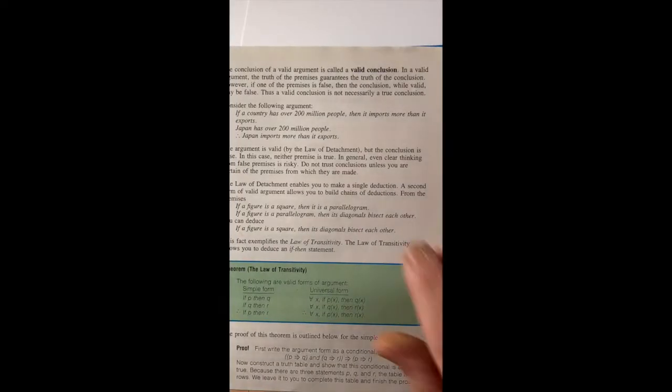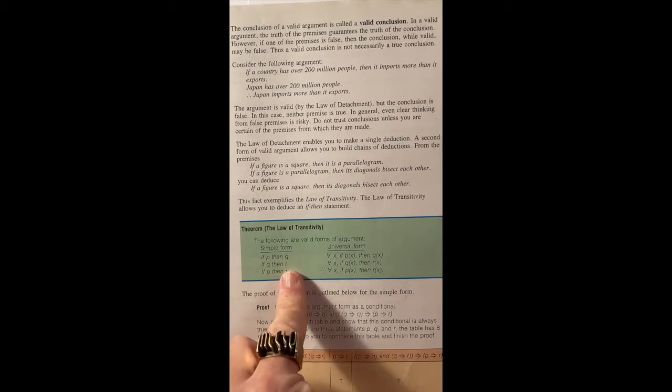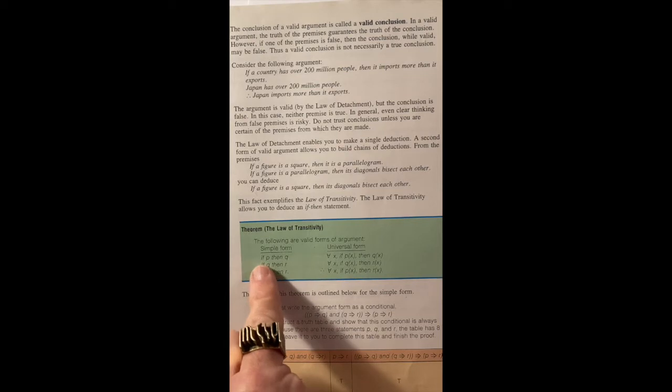Here, the conclusion of a valid argument is called a valid conclusion. In other words, the truth of the premises guarantees the truth of the conclusion. You have to understand that a valid argument doesn't necessarily mean that it's true. The law of transitivity is almost like the transitive property. If P, then Q, and if Q, then R, and if both of those are true, then you could skip the Q altogether and just say, if P, then R.